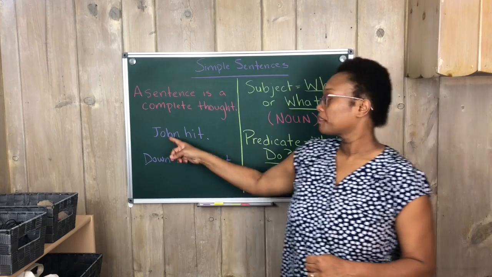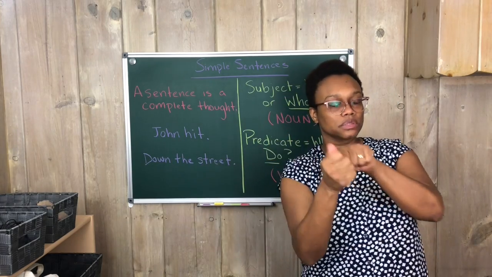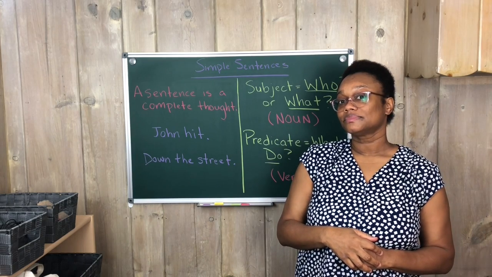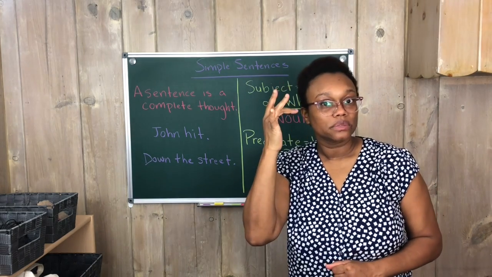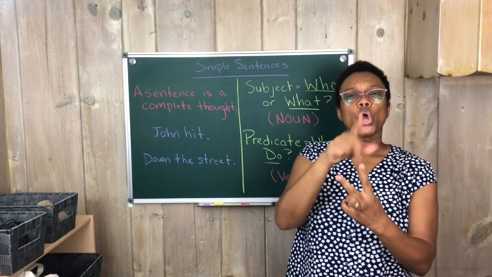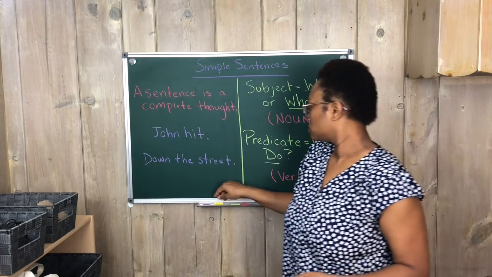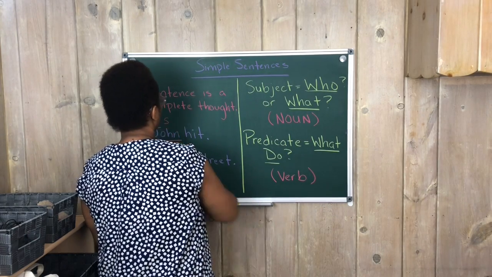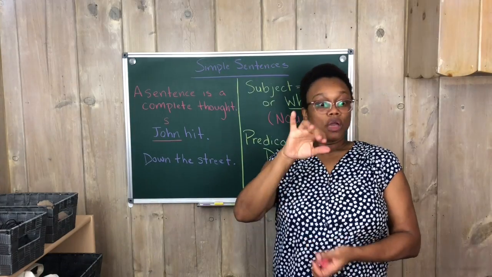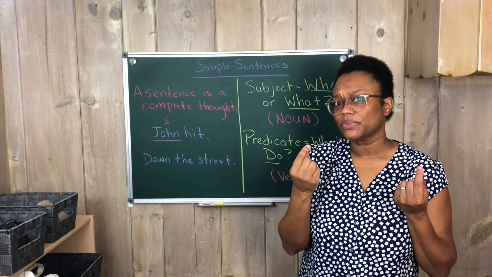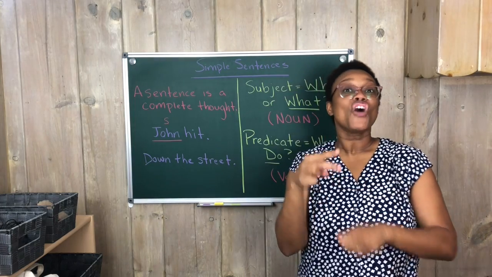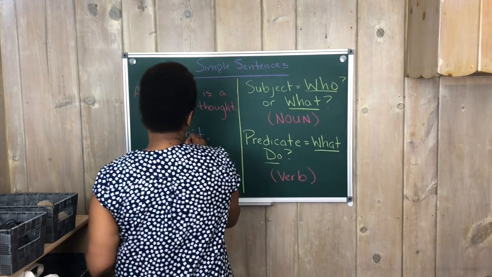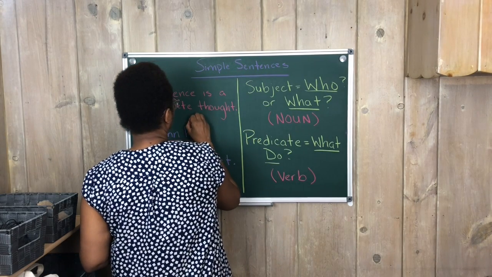For example, John hit. Is that a sentence? Yes, it is. Why? Because it has both the who, John. He's the subject of the sentence. And what did John do? He hit. That's the verb. It has the what do. It has a predicate.